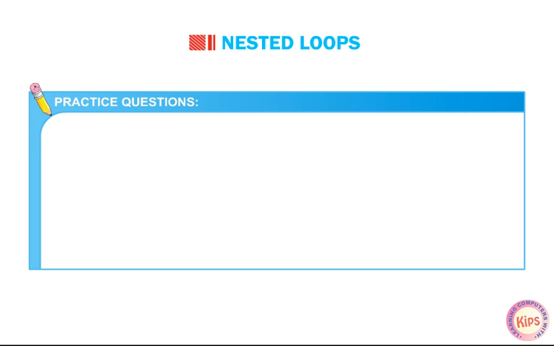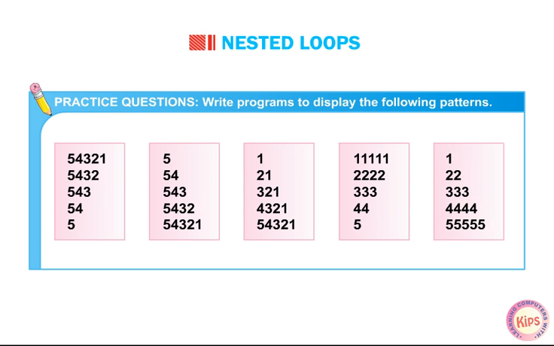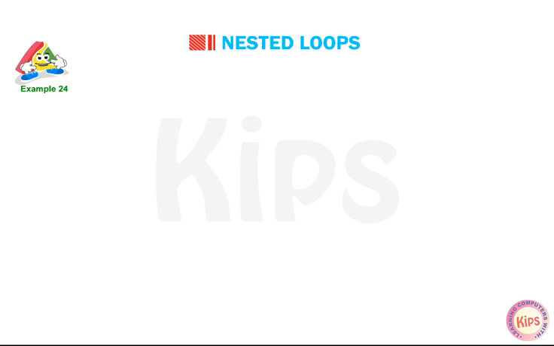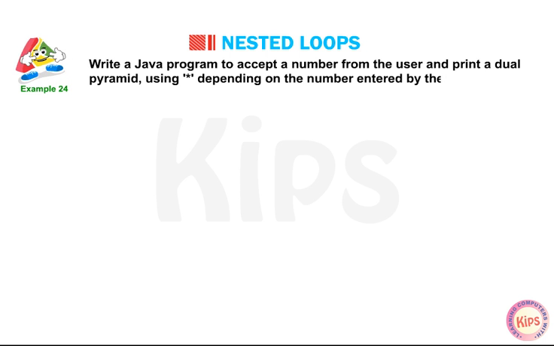Practice questions. Write programs to display the following patterns. Example: write a Java program to accept a number from the user and print a dual pyramid using asterisk depending on the number entered by the user.